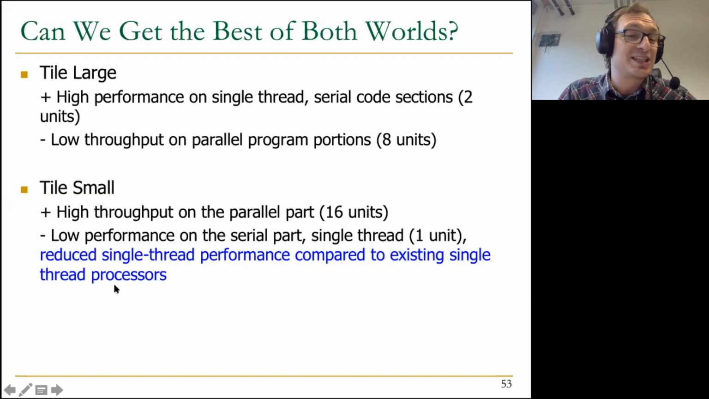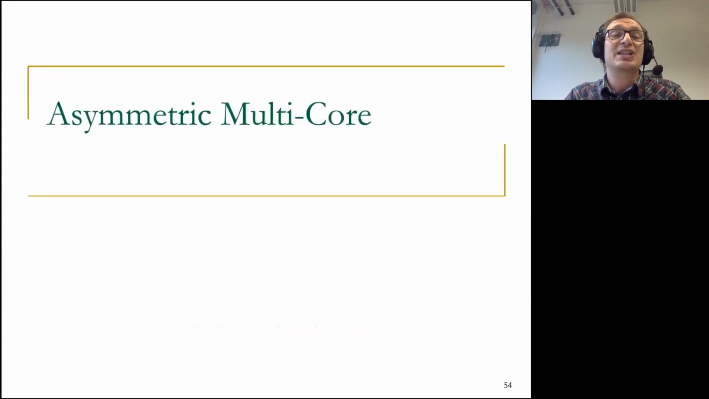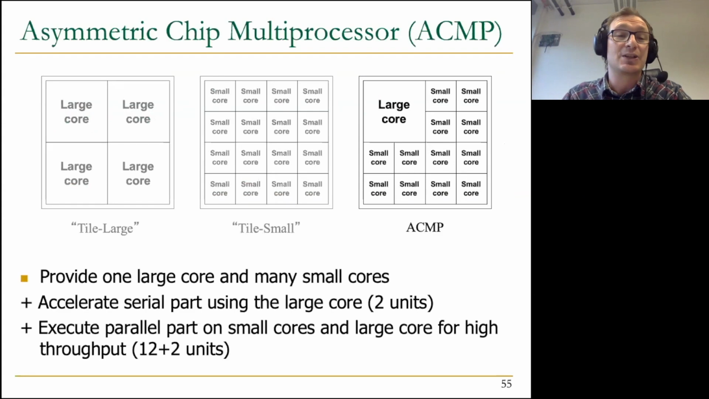Especially, we want to avoid this. We don't want reduced single thread performance compared to existing single thread processors. So that was a big mistake of going from large core to small core, basically. And the idea is very simple here. Have both large and small cores on the same chip. Have performance asymmetry while keeping the architecture the same. Have microarchitectural asymmetry. And that's the idea of asymmetric multicore.